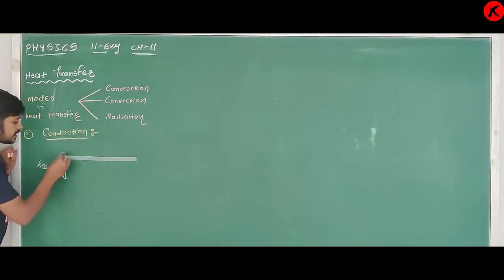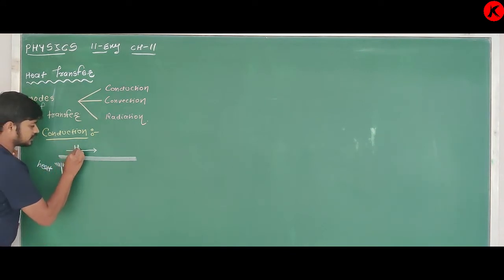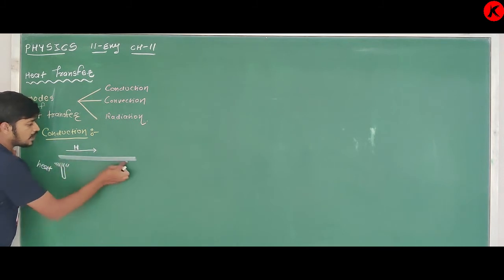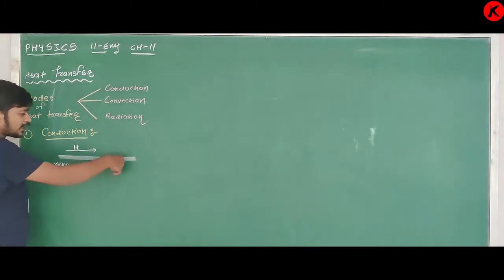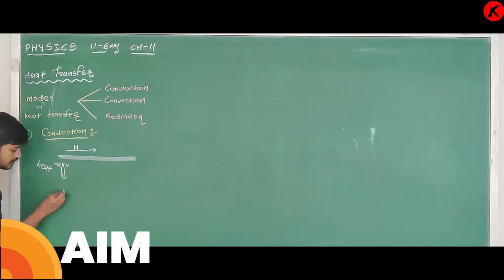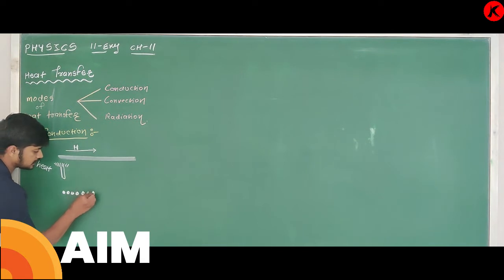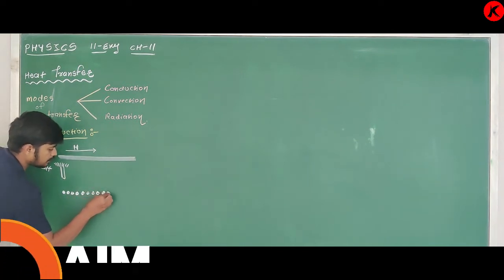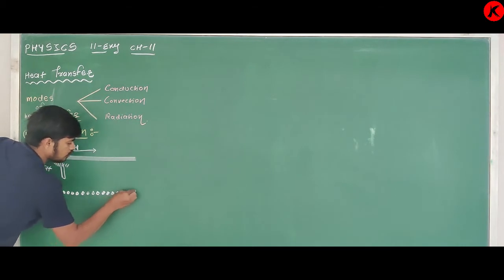Then what happens? We know that heat is transferred in this direction. Heat is flowing from this end to this end. So after some time you cannot hold this rod in your hand. This mode of heat transfer is called conduction. In conduction, what happens actually? In this rod, there are a number of constituent particles.